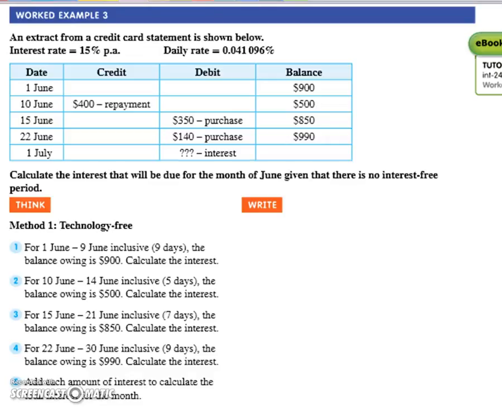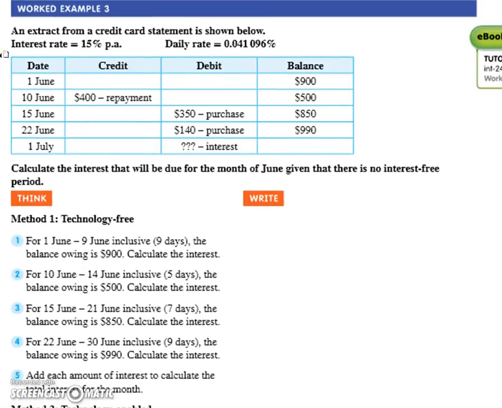Example 3. This is an extract from a credit card statement. I wish this was in the right spot. There we go. All right, this is an extract from a credit card statement. This is based on 15% per annum, which has a daily rate of 0.041096%. Okay.